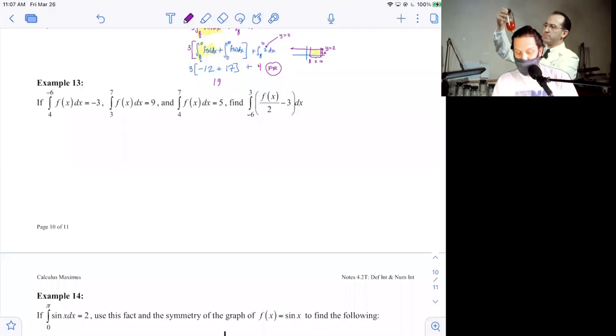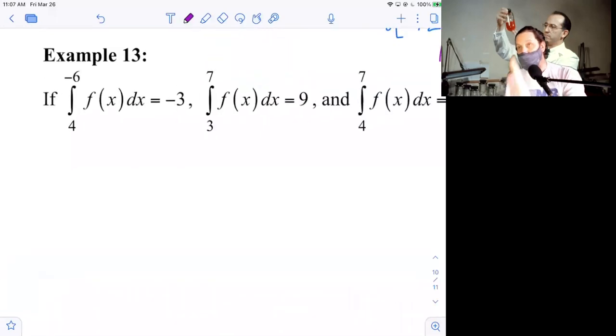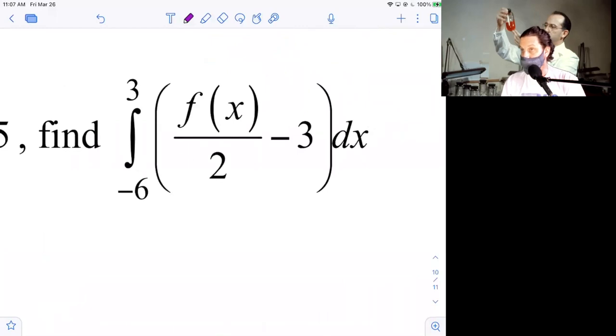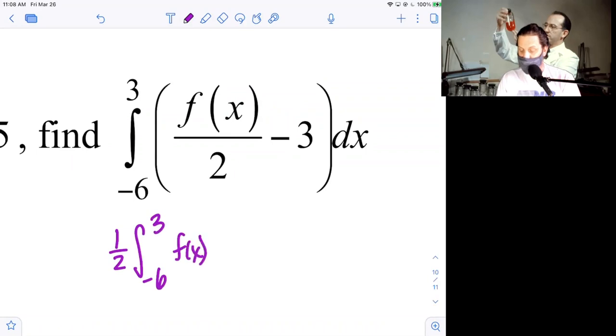All right, so real quickly, example 13, we have f of x and we're given some intervals, okay? The key is to start with this and work backwards. Now, f of x divided by 2, that's the same as 1/2 times f of x. So I'm going to pull the 1/2 out front immediately and say it's the integral from -6 to 3 of f of x dx. And then minus the integral from -6 to 3 of 3 dx.